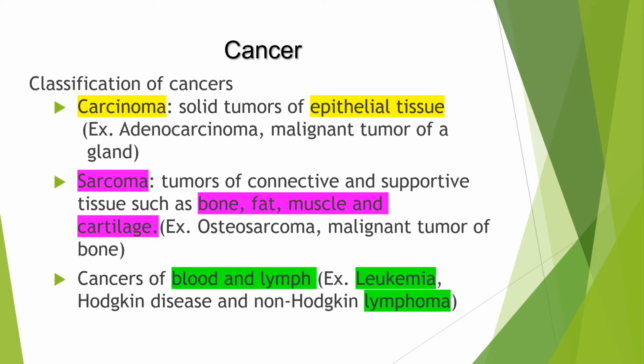Sarcoma is a tumor of connective and supportive tissue such as bone, fat, muscle, and cartilage. An example here would be osteosarcoma. Osteo being the medical prefix for bone means this is a malignant tumor of bone.